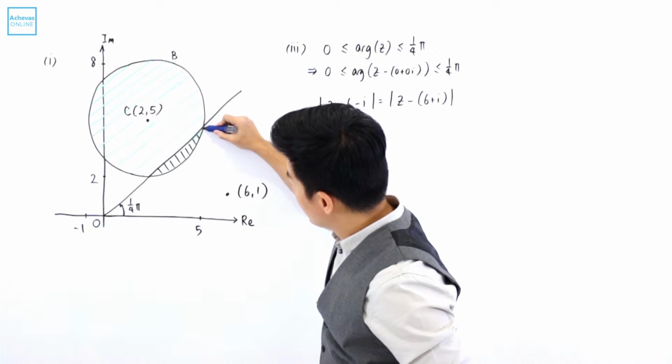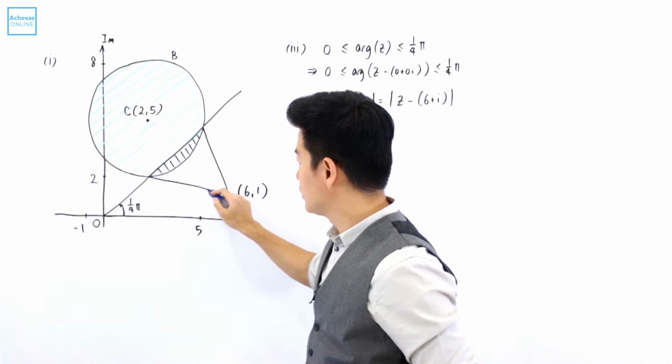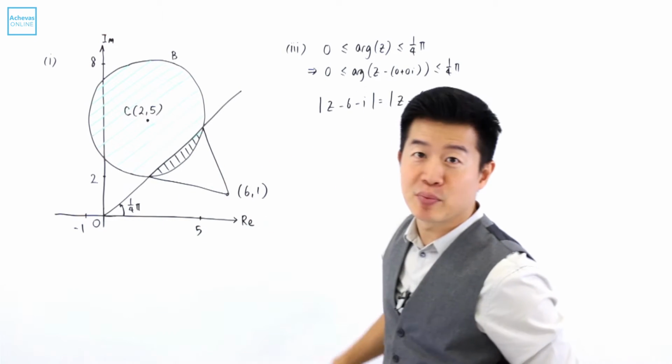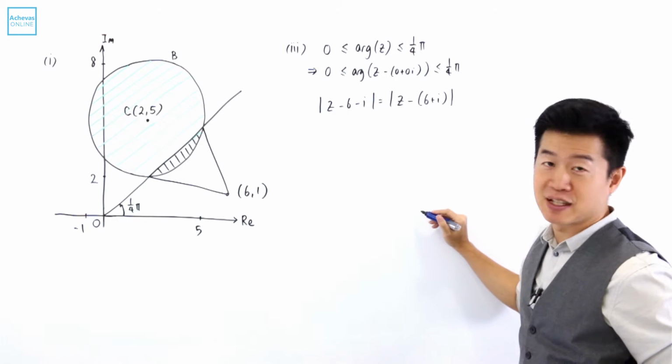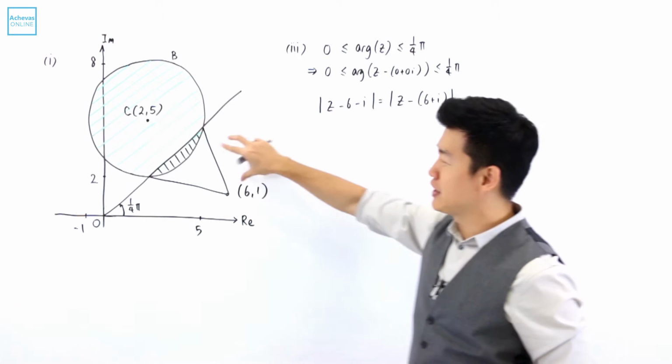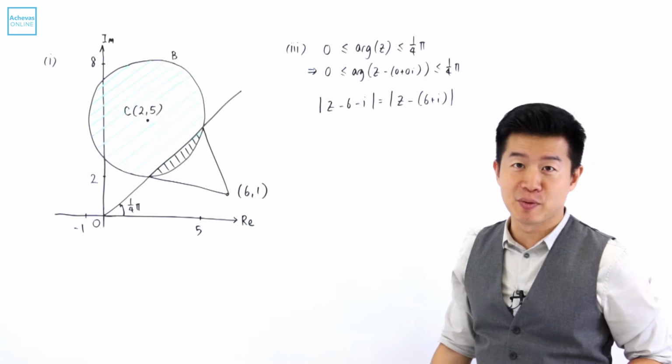One point is going to be from here to here. Another possible point must be from here to here in order for us to give the maximum possible distance, which is maximum possible of modulus z minus 6 minus i. So I'm just going to find these two distances, and see which one is the bigger one, and that is going to be the maximum possible.